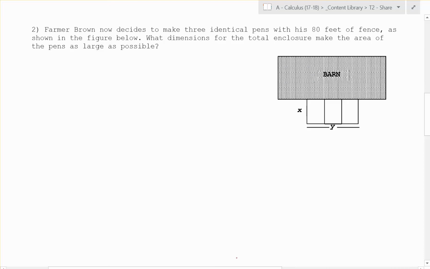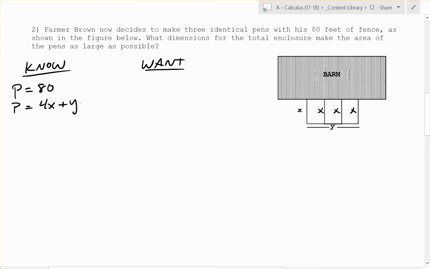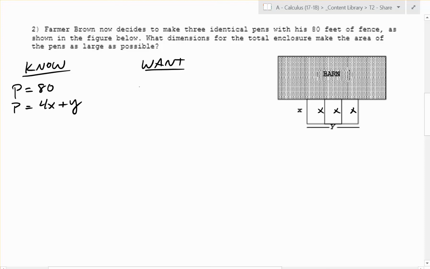So we're going to have the same situation here. We have the side of a barn, but in this case, 3 pens are going to be made. There's 3 of them. So when we write down what we have, a picture, what we know and what we want, we know that the overall amount of fencing is 80. But now how many x's do you see? I see 4 of them. So we know that the perimeter of fencing is going to be 80 feet, but now we also know the perimeter is 4x plus y. And we want, what do we want here?